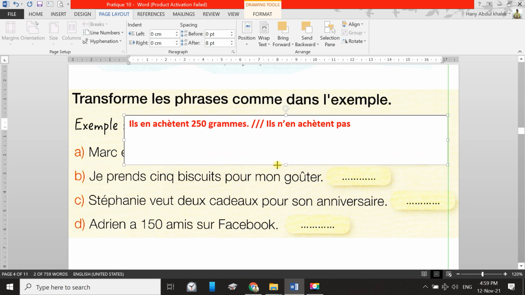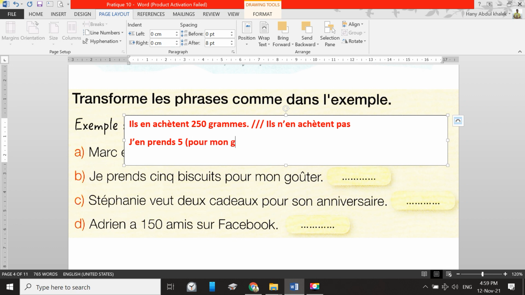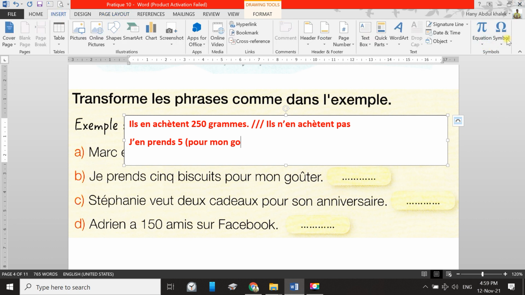Okay, number two, or letter B, je prends 5 biscuits pour mon goûter. Here, j'en prends 5. Okay, you can write 5 or like that. You can stop, or you can complete with pour mon goûter. It's up to you. Let's bring you chapeau. Here it is. You chapeau like that. It's optional. You can complete with pour mon goûter or not. It's an option. It's not in the rule.